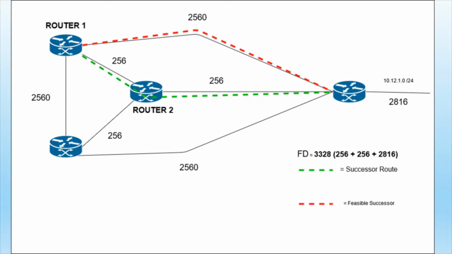Because that reported distance through the top link would be 2816, which is less than 3328, it satisfies the feasibility condition and is installed in the EIGRP topology database as a feasible successor. So that's what it means when it says it must be less than the feasible distance calculated locally. We already knew that our best path metric was 3328. And since 2816, the reported distance of the advertised route, is less than our current feasible distance, we can install it as a backup.